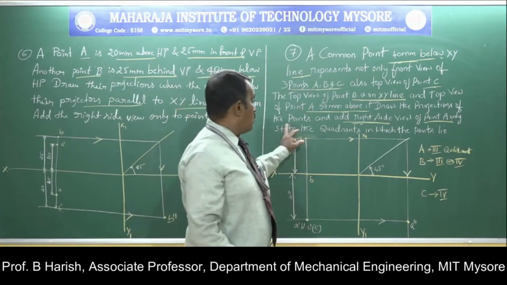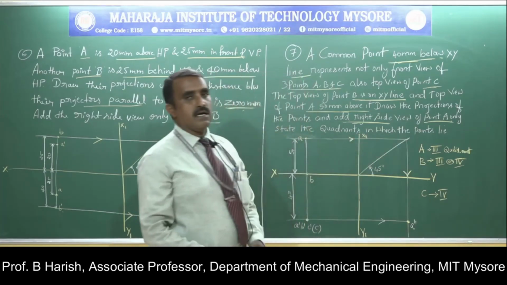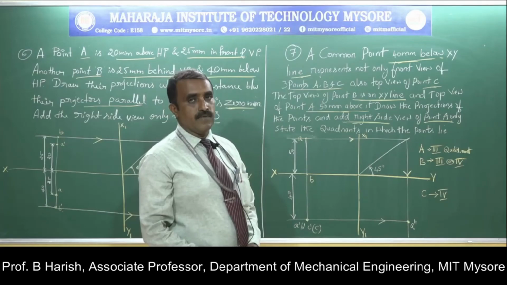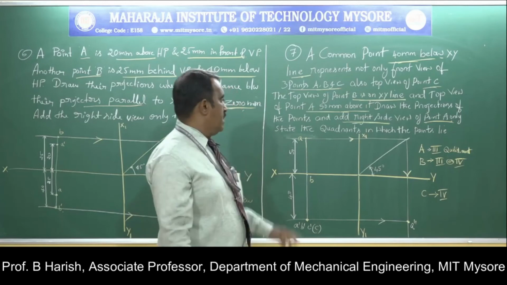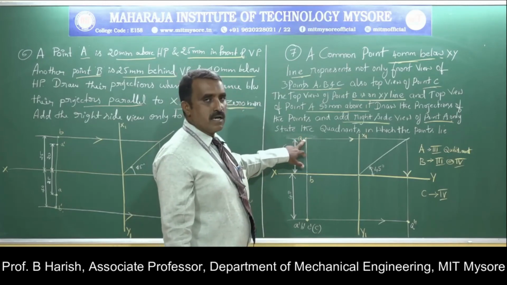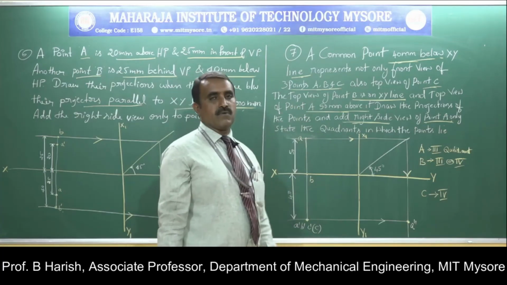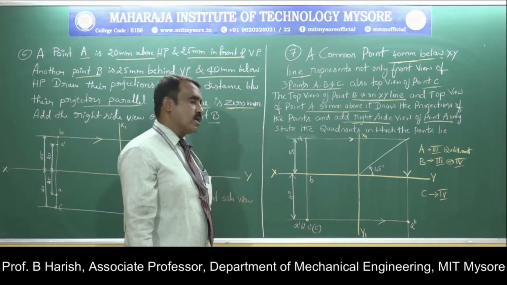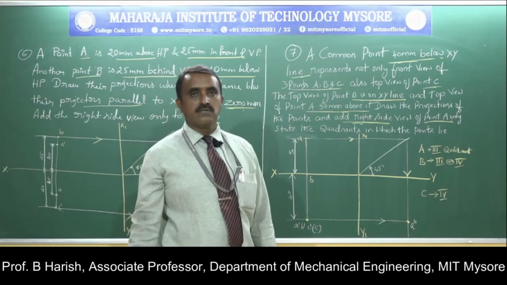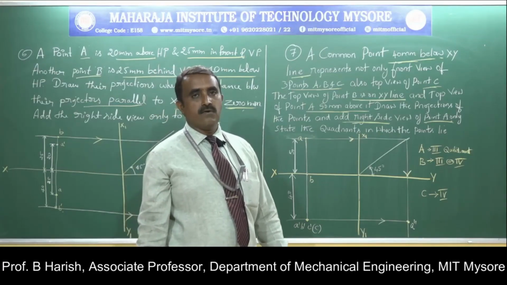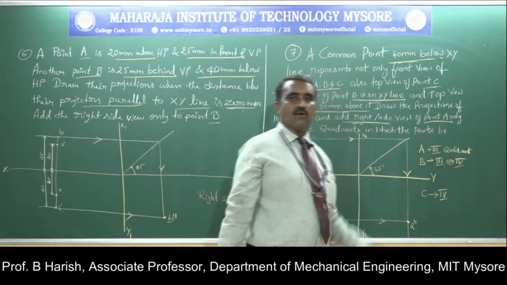Further, he has also asked to state the quadrants in which the points lie. So look at each individual point. Start with point A. The top view is here, the front view is here. That is, the top view is above the XY line and the front view is below the XY line. Whenever we get the top view above the XY line and the front view below the XY line, as discussed in the previous sessions, that is the condition when the point is in the third quadrant. Hence point A is in the third quadrant.